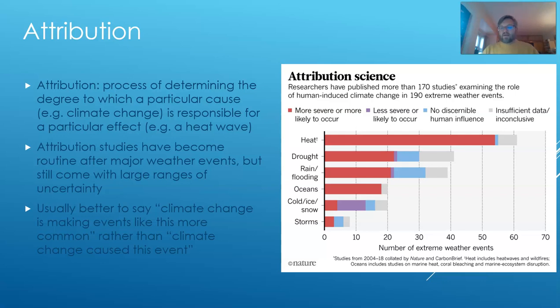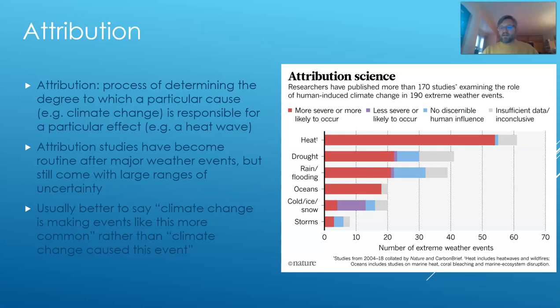And you see there in the graph, that's just a summary of attribution studies done between 2004 and 2018 and what their results were. So you see a whole lot of attribution studies done on heat waves. Vast majority of them concluded that climate change made that heat wave more severe or more likely to occur than it would have been without climate change. See quite a few on droughts and rain and flooding events. Again, most of those, the studies concluded that climate change made that event more severe, more likely to occur.